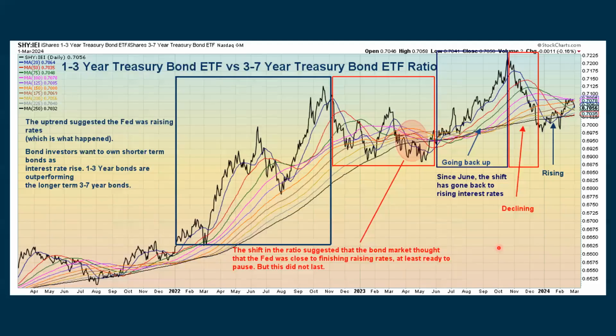Keep an eye on bonds. These are 1 to 3 year bonds, shorter term, compared with 3 to 7 year bonds further out. And when this is coming down like it was when we hit the top in October, that means that folks are really thinking that interest rates are going to start coming down. Well, as we got into 2024, this ratio started to go back up, but now we can see that this is starting to come back down a little bit.